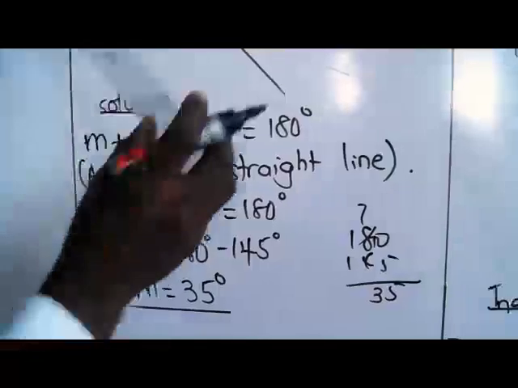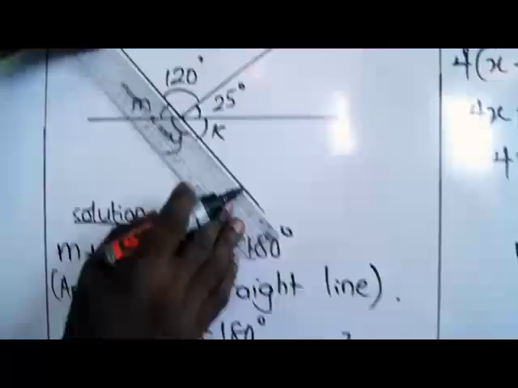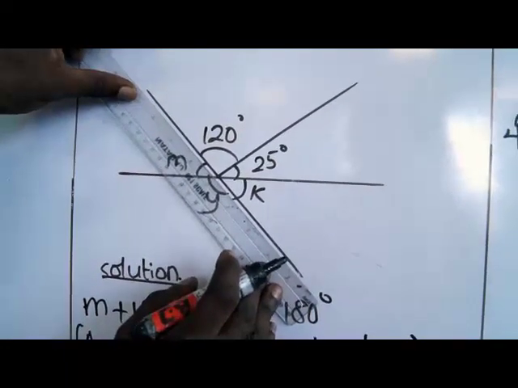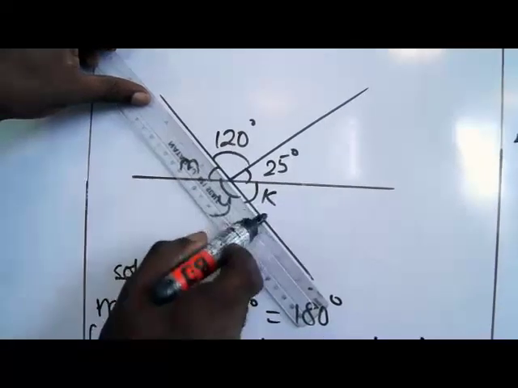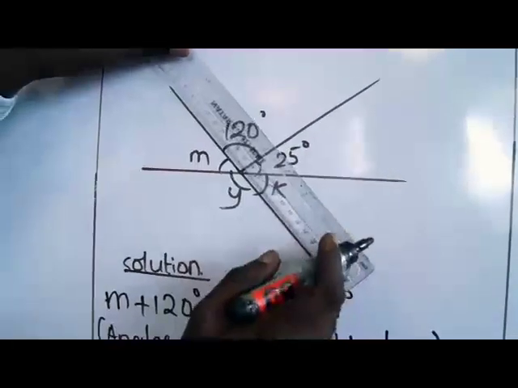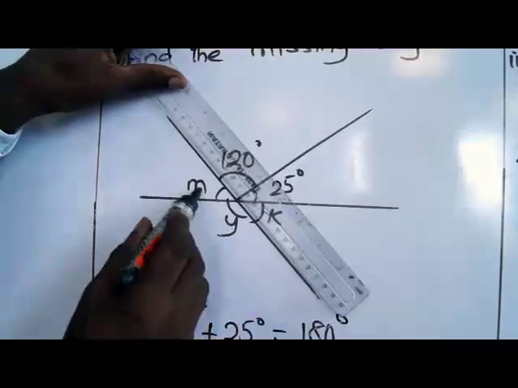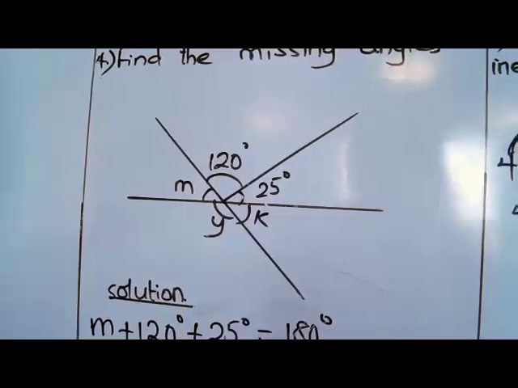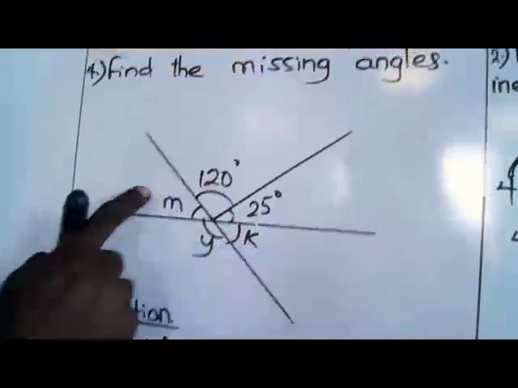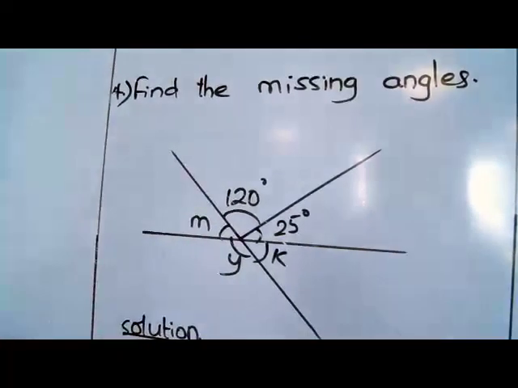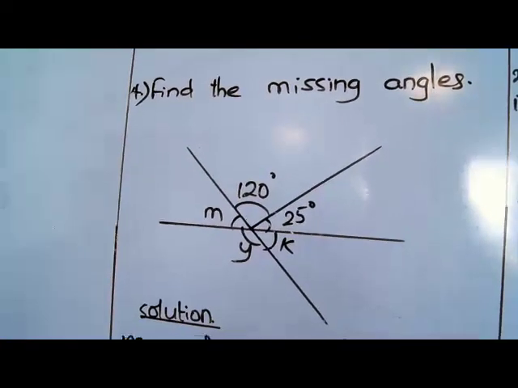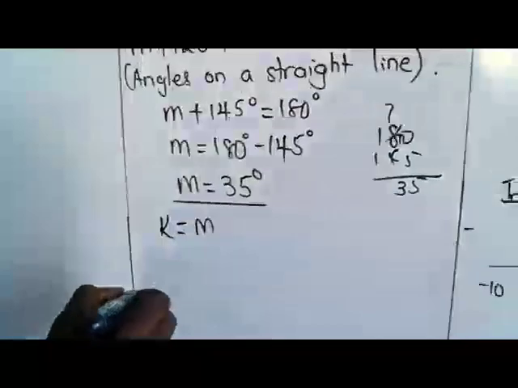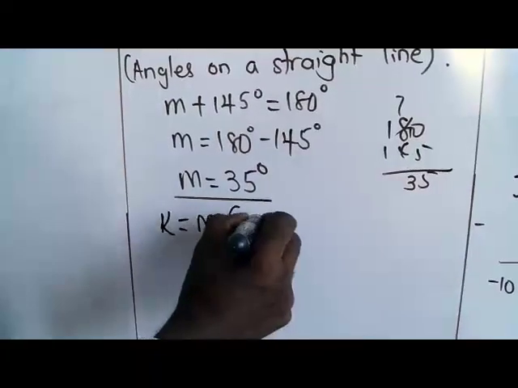Now, the next thing is to get our K. If you take a look at this line, this is another straight line I can see here, showing angles 120 degrees, 25, and K. On the other side, this other straight line is also anchoring M and Y degrees. So we have straight line properties here. Or if you want to take it another way, I can easily say that K and M are vertically opposite angles. That's the one I'm going to use because I've used the straight line property. So I'm going to go straight to saying that K is equal to M. How did I get to know that? That's a property from vertically opposite angles.